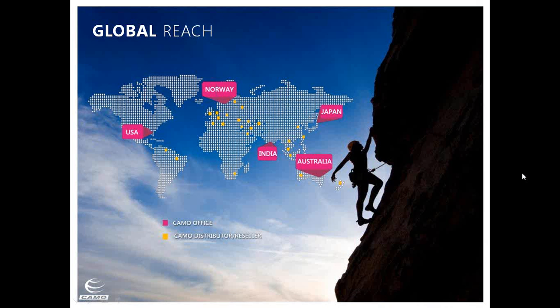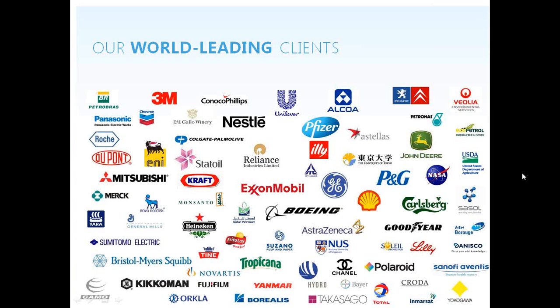Over the years, Camo has grown into a global organization with our corporate office located in Oslo, Norway. We have additional operation and support offices in Woodbridge, New Jersey, to service the North American market, and additional support offices in Tokyo, Japan, Sydney, Australia, and Bangalore, India. This overall gives Camo genuine global reach and the ability to service our clients wherever they are. Many of the world's largest companies are Camo's clients, and as you can see, these are recognized industry leaders.